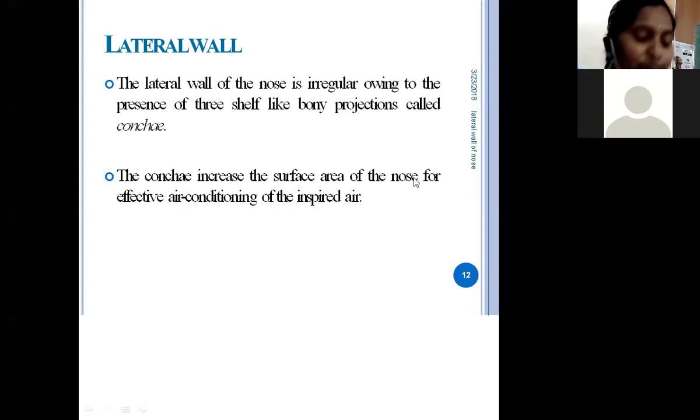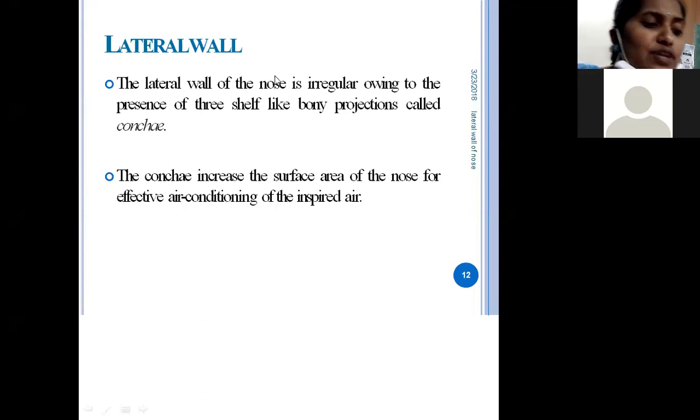The lateral wall of the nose and the medial wall of the nose are both essay questions. So please listen carefully. In the viva, in the final exams, in the dissection hall, this lateral wall may be kept as a major question. So all of you listen carefully.